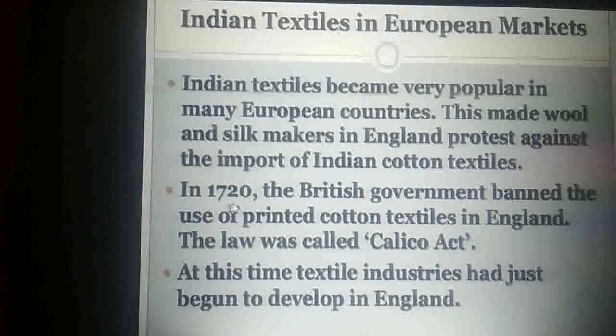In 1722, because of the pressure from all sides, the government of Britain decided to ban the Indian textiles, and they made a law for that called the Calico Act. This was also the time when these industries had just begun to develop in England. English textile producers found it difficult to compete with the Indian textiles, hence they prevented the entry of Indian textiles into England. And this was the main motive behind the development of their business.